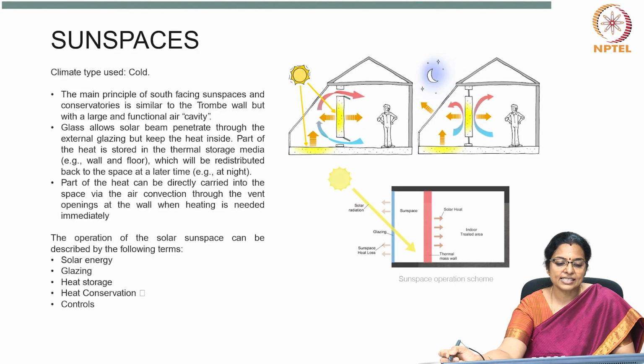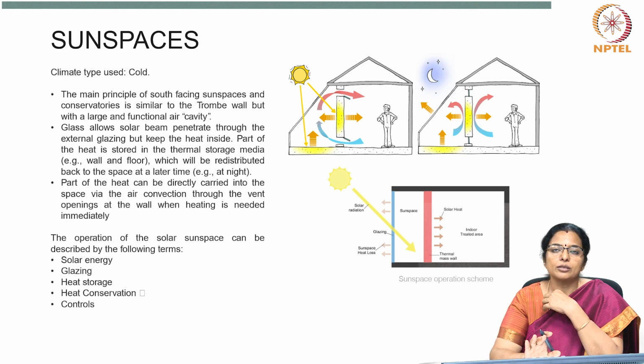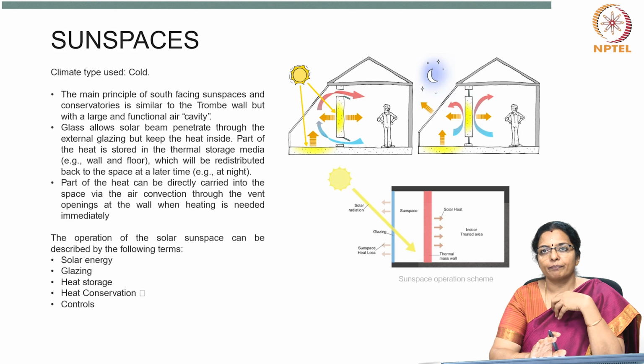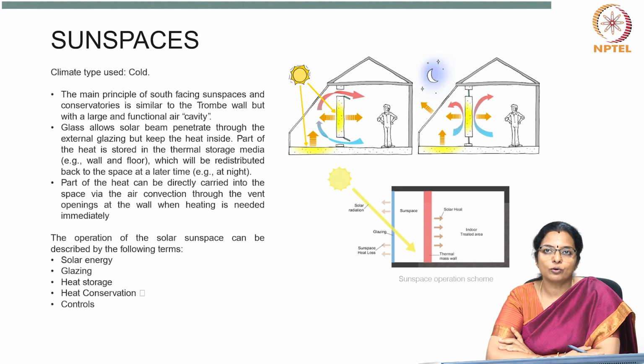Next, we will see sun space. This is also used in the cold climate. The main principle is that this acts on the principle of direct radiation. The total direct solar radiation available for the sun space is deeply connected to the location of the sun space, the prevailing climate condition of that place, and the orientation of the window area.